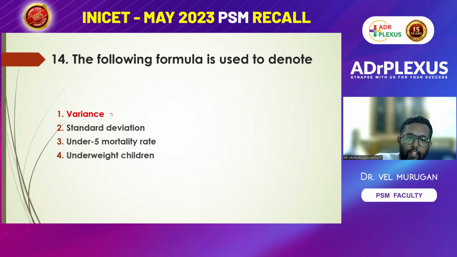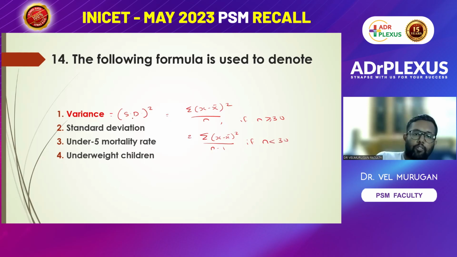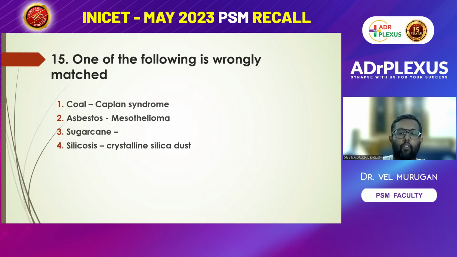Next, what is the formula for variance? Variance is nothing but the square of standard deviation. So it will be sigma (x minus x bar) the whole square divided by n, if n is more than or equal to 30, and divided by n minus 1 if n is less than 30. Because this is the formula, standard deviation is nothing but the square root of variance. That's simple.